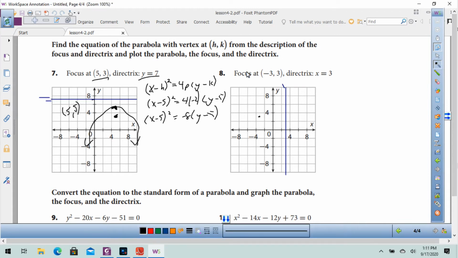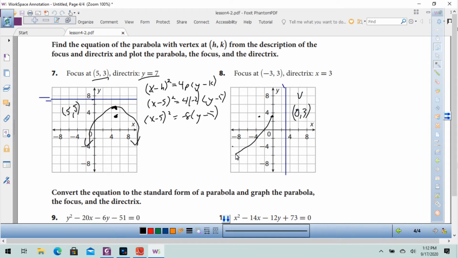So if our focus is here and our directrix is there, where's our vertex? Halfway in between. So we got 1, 2, 3, 4, 5, 6. So we're going to go 1, 2, 3. Now, what is that point right there? That point is (0, 3). I wrote it right on that. We'll put it (0, 3). That is our vertex. I'll put a V there.